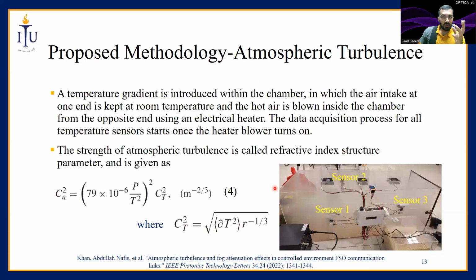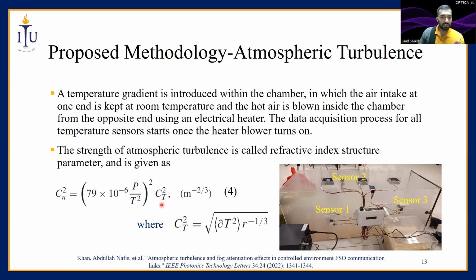Now, for the calculation of atmospheric turbulence, we introduced a temperature gradient within the chamber by keeping one end of the chamber at room temperature and blowing hot air from the other end through a heater. The strength of the atmospheric turbulence is called the refractive index structure parameter, that is Cn squared. From equation 4, we can see that Cn squared is a function of pressure and temperature. In our case, the pressure is kept constant because of the fixed altitude, so the Cn squared value is only affected by temperature.